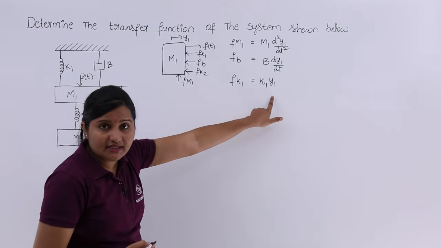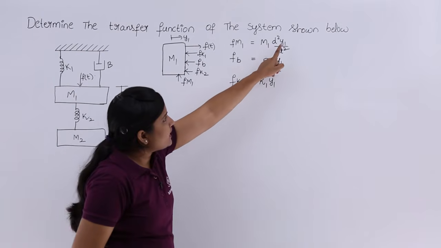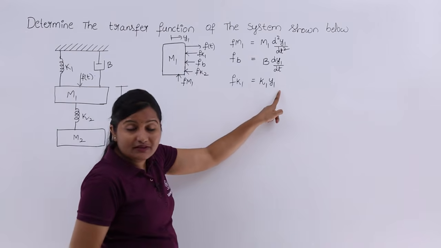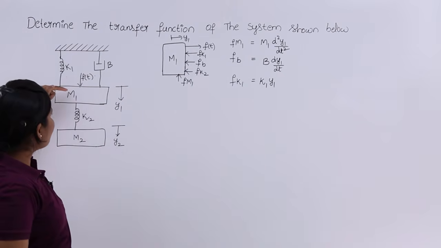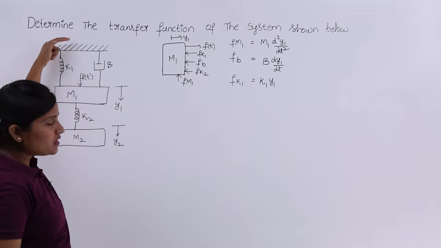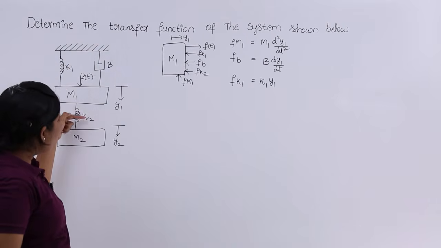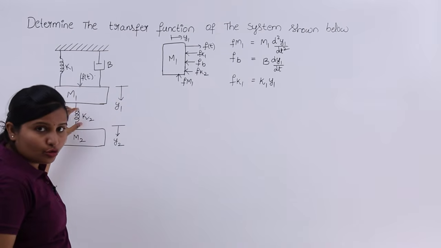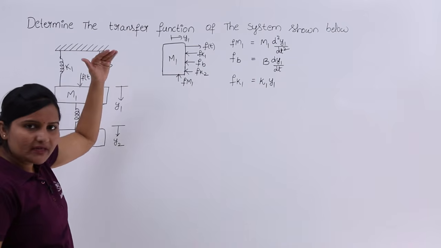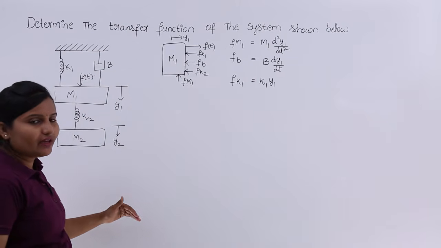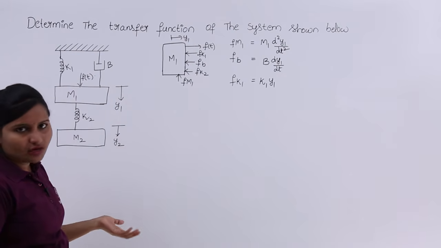If one end is fixed, this is the formula. Everything here is the formulas of force when one end is fixed. Why? Because for m1 one end is fixed, for k1 one end is fixed, for b one end is fixed, but for k2 two ends are not fixed. So on this side you have displacement y1 and on this side you have displacement y2. So y1 minus y2 we need to consider.